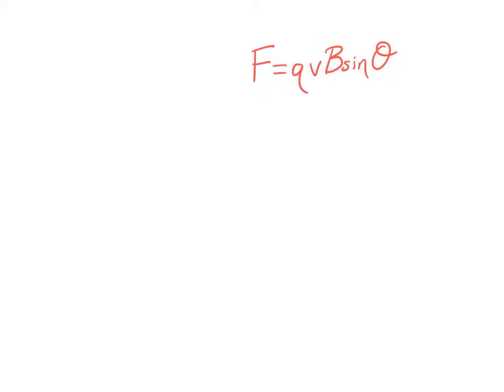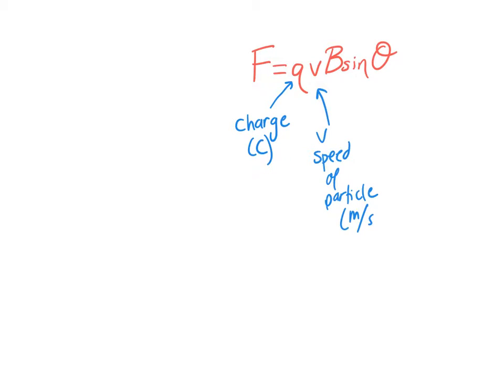So Q, as you know, is the charge. V is the speed of the particle. And of course that's measured in meters per second. B, which you know from level 1, is the magnetic field strength. And as you know from level 1 and understand it, it's measured in Teslas. So that leaves us with the sine of theta thing. And that's where this direction comes into play.